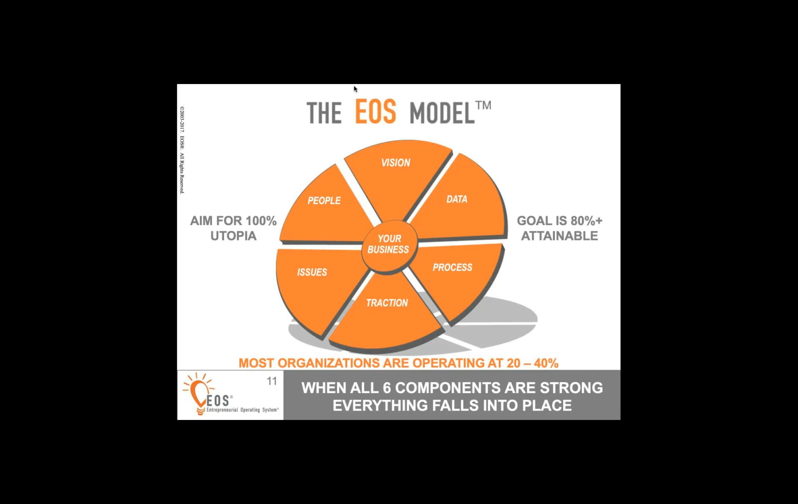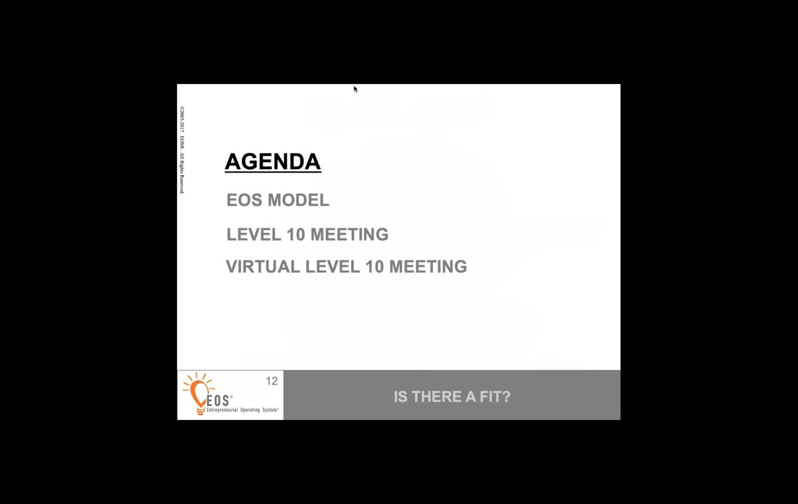But when all 6 components are strong, everything will start to fall in place and be crystal clear and transparent, and you'll be moving forward and achieving that vision. So that's the EOS model. The Level 10 meeting, we're ready to dive into that.